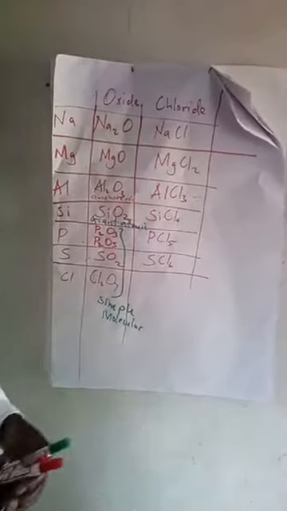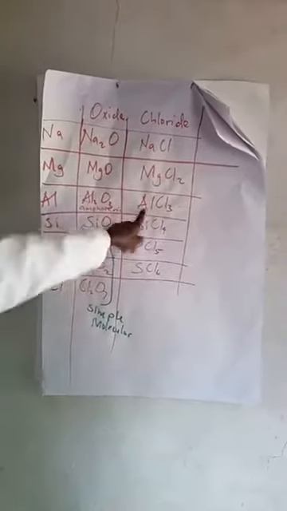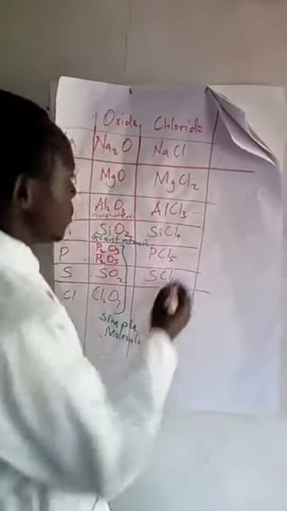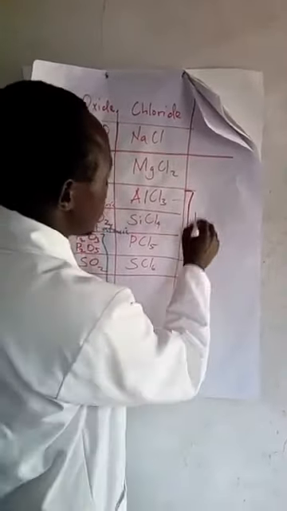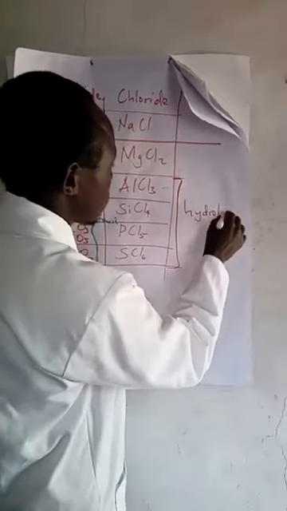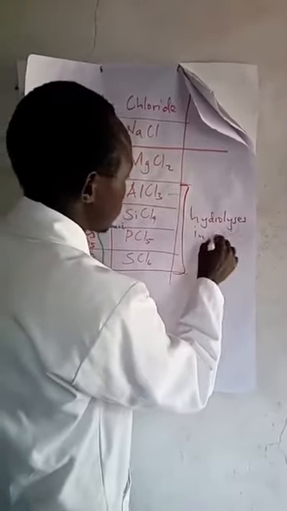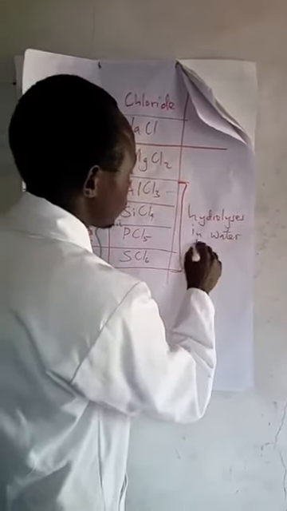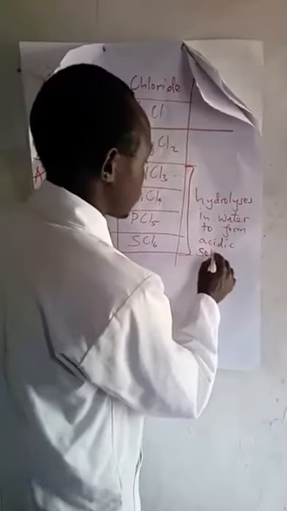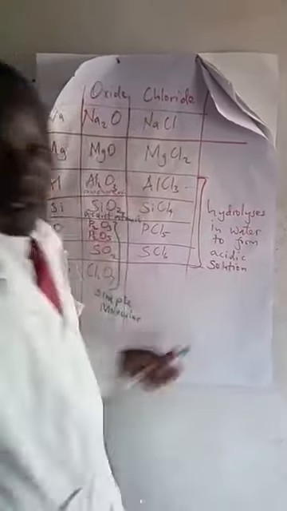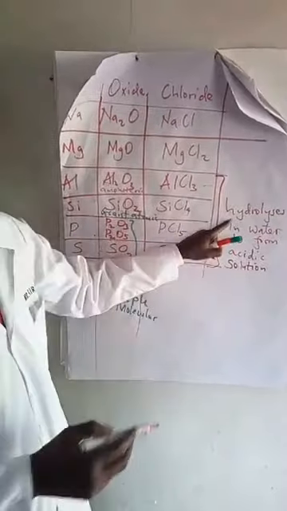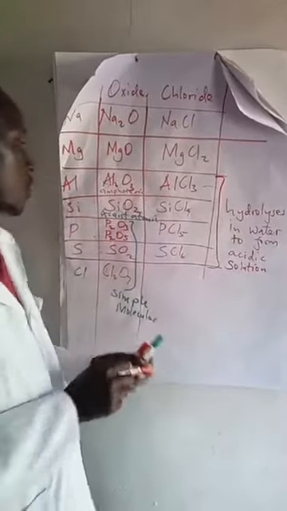Okay, so that is it. Now back to this table. Aluminium chloride hydrolyzes in water. All of these hydrolyze in water to form acidic solution.